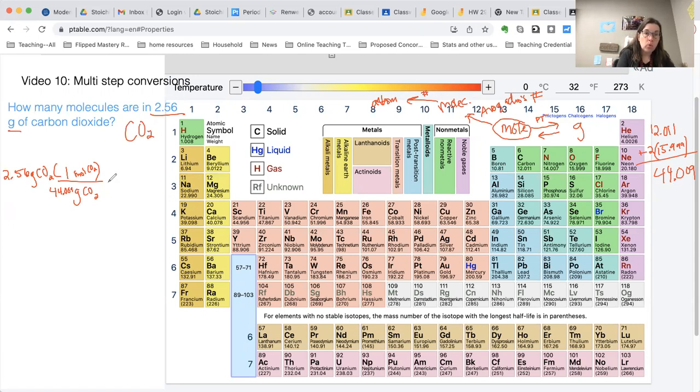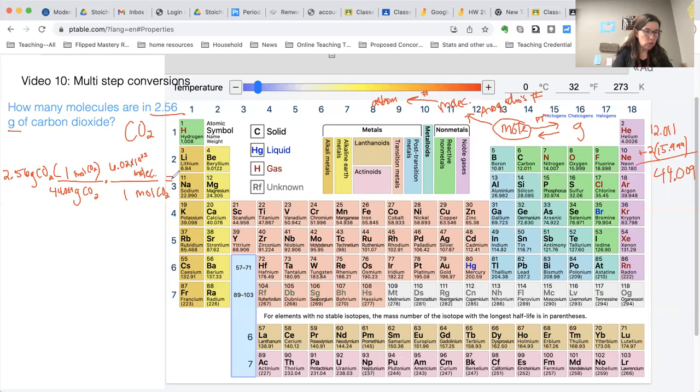Okay, and then we're going to take it another step now. We're not done. So now moles of carbon dioxide is up here. We're going to put moles of CO2 on the bottom. And now we can go to molecules. There are 6.02 times 10 to the 23rd molecules in 1 mole of carbon dioxide, because that's Avogadro's number. And then I can just calculate this all out in one fell swoop like we did in physics. So you're going to multiply by every numerator and divide by every denominator.